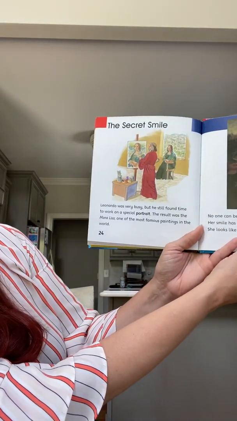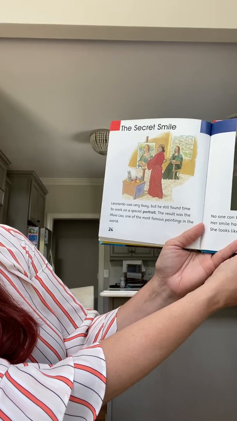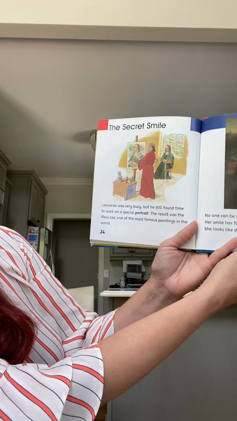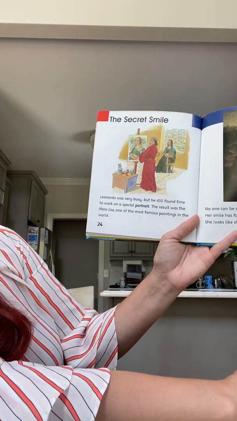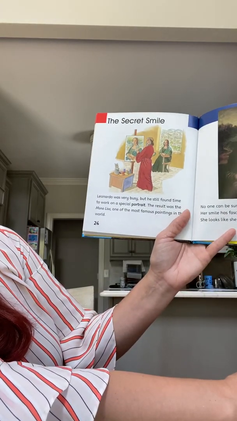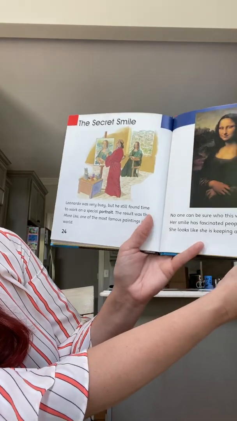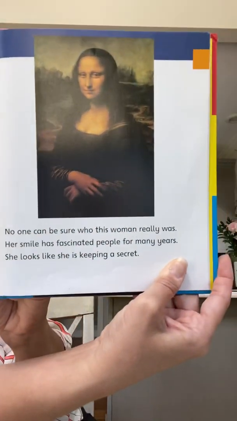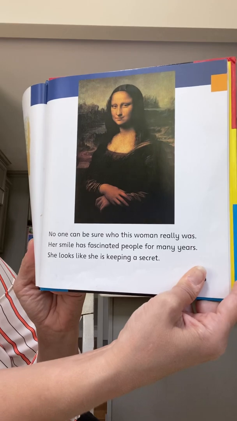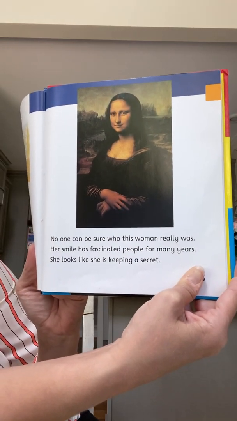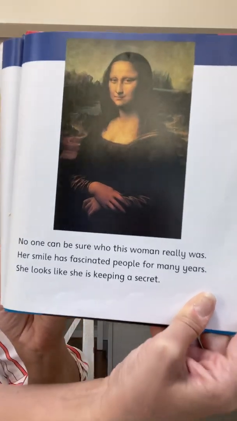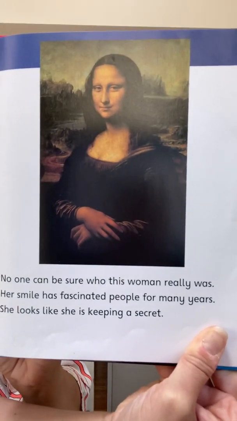Leonardo was very busy, but he still found time to work on a special portrait, The Secret Smile. The result was the Mona Lisa, one of the most famous paintings in the world. No one can be sure who this woman really was. Her smile has fascinated people for many years. She looks like she is keeping a secret.